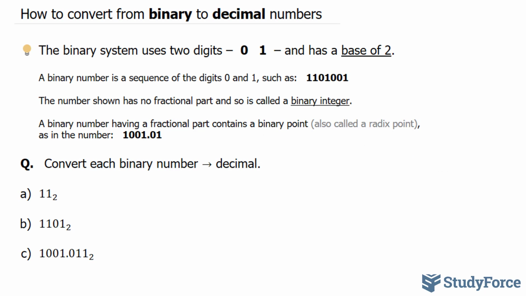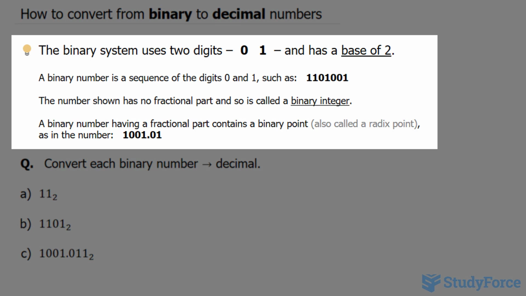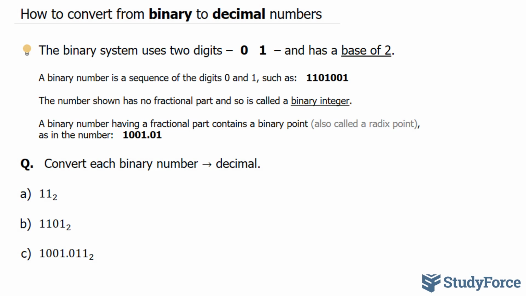In this video, I'll show you how to convert from binary to decimal numbers. Remember that the binary system uses two digits, 0 and 1, and has the base of 2. The question reads, convert each binary number to decimal.